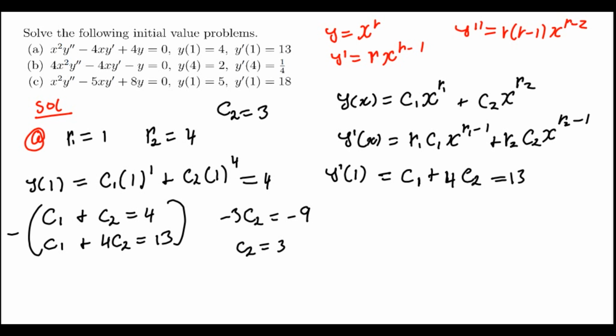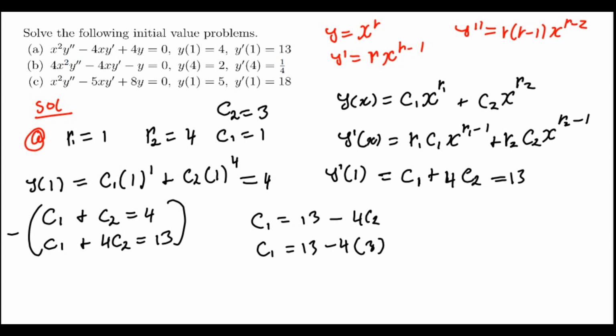So now we can use any of these equations to come up with the value of c1. If I pick this one, I'll say c1 is equal to 4 minus c2. So c1 is equal to 4 minus c2, which is 3. c1 is equal to 1. If you pick the other one, you're still going to get the correct value for c1. If I pick the second one, c1 will be equal to 13 minus 4c2, so c1 is equal to 13 minus 4 multiplied by c2, which is 3. That will be c1 equal to 13 minus 4 times 3, which is 12, which still gives you what? 1. So that's correct.